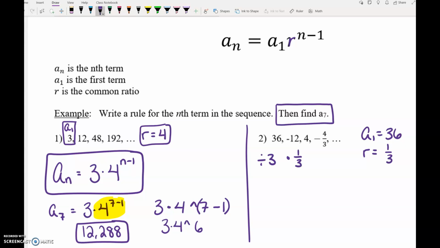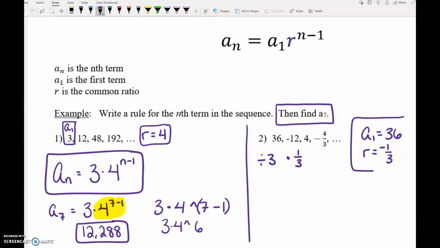But do you see how it goes positive, negative, positive, negative? That means that we are multiplying by a negative 1/3. A positive number times negative 1/3 will give us negative 12. Negative 12 times a negative number will give us a positive. Positive times a negative will give us a negative, so it just keeps flipping back and forth.